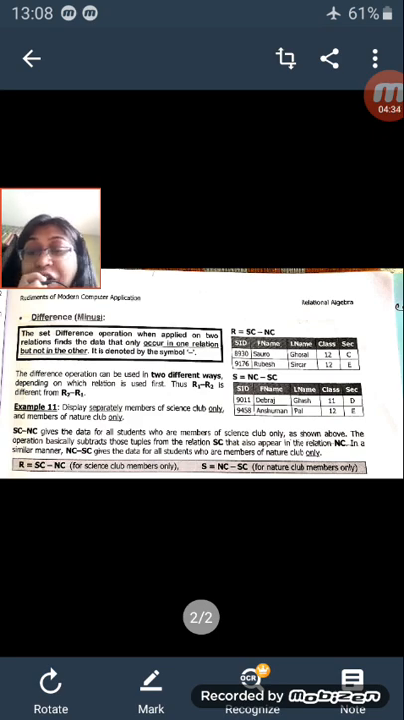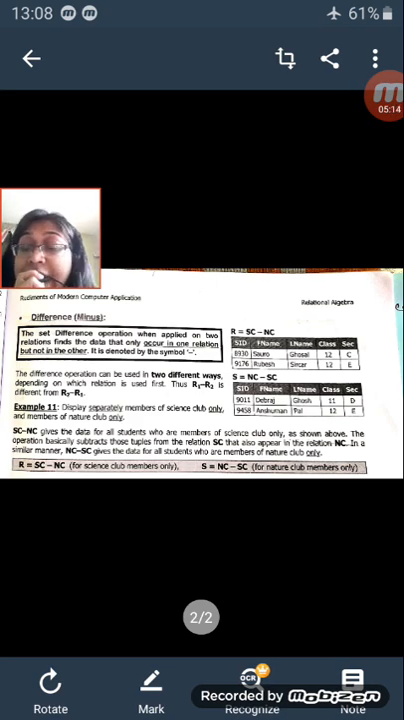Now the last one is difference. The set difference operation, when applied on two relations, finds the data that occur in only one relation but not in the other. It is denoted by minus. In union, as we have learned, it takes the common and uncommon both. In intersection, it takes only the common part. But in difference, if we want to minus nature club from science club, it will minus the common part of both tables.